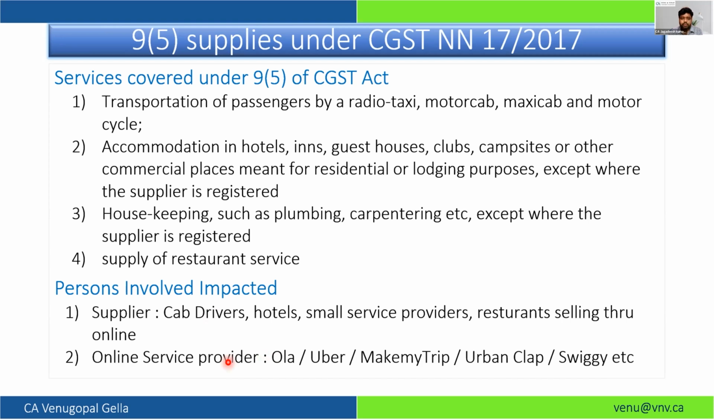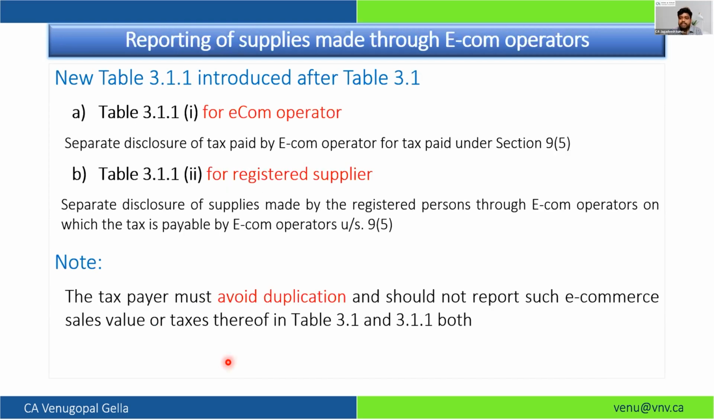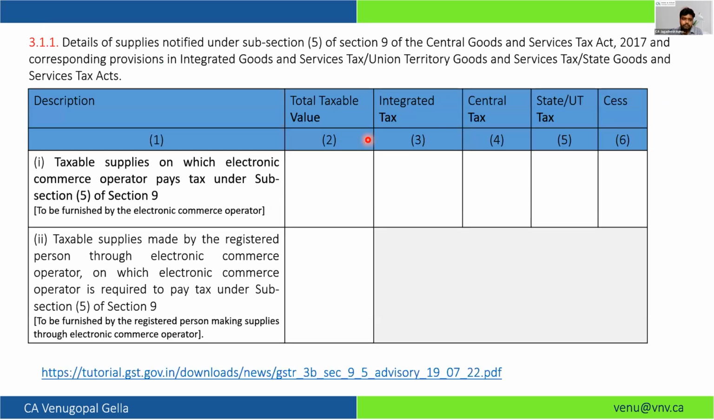So now we'll see where the e-commerce operator is required to report, and where the registered supplier who is making supplies to the e-commerce operator is required to report those details. If we see table 3.1.1, clause 1 is for the e-commerce operator. So all the supplies which the e-commerce operator is supplying, the e-commerce operator is required to report all his output supplies here.